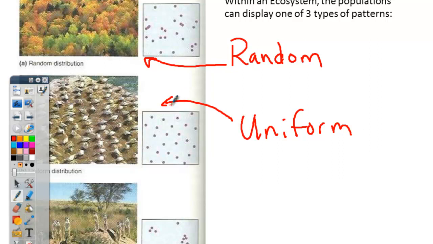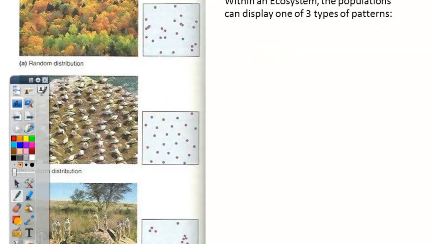That's a rare form, but you'll see it in many places, especially like nesting sites and certain species that produce toxins that don't allow others to grow nearby, things like that. And then finally, the last one is what we call clumped. That's where you find them in groups, together, where there's a lot of space in between. So within a population, we look at the patterns of the individuals within that population. That's going to become very important as we study ecosystems in the future.